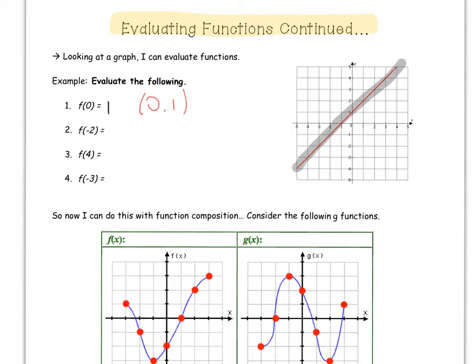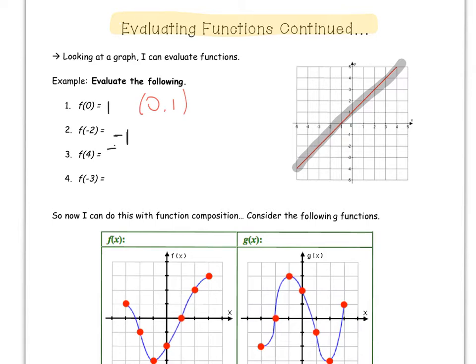The next one says f of negative 2. So negative 2 on the x-axis is right here. If I make it touch my graph, it touches my graph right there. What's my y value of that point? Well, that's negative 1. All right, how about f of 4? For f of 4, my x-axis of 4 is right here. If I go all the way up to my graph, that's right there. What's my y value? 5.